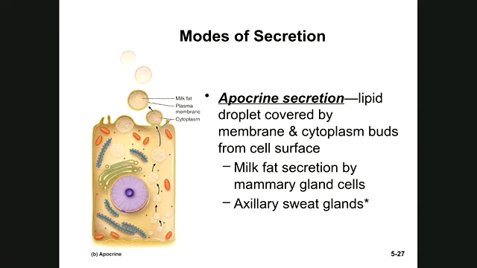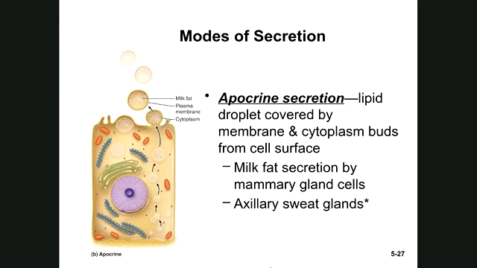The other type of secretion is called apocrine secretion. And we have it for the fat or lipid droplets. You see that the lipid droplets come to the top of the cell, and then this part pinches off from the cell. We have it in the mammary gland, where milk fat secretion happens by apocrine secretion, and we have it in the axillary sweat glands. I will talk about this axillary sweat gland in the integumentary system completely.